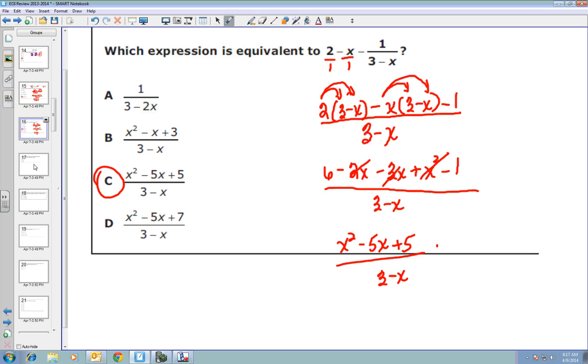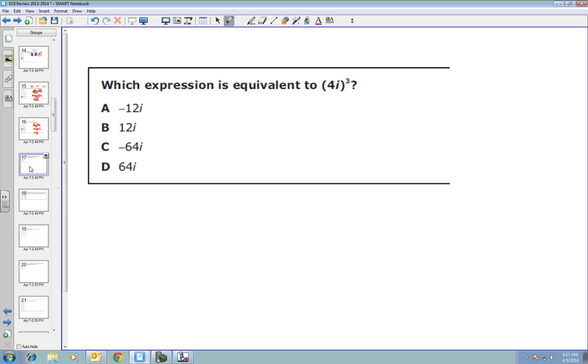next one. Okay, on the next one, I'm going to show you the good math teacher and the bad math teacher. Okay? First of all, which expression is equivalent to 4i to the third? So this actually means 4i times 4i times 4i. Okay? So what is 4 times 4 times 4? 64. So I automatically know those two can't be my answer. And then an i times an i times an i is i to the third.